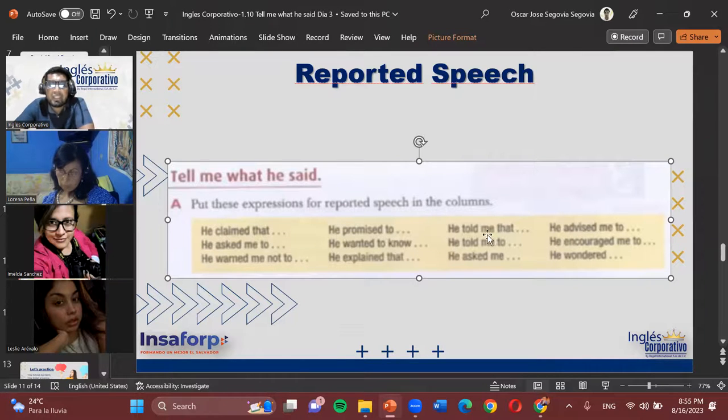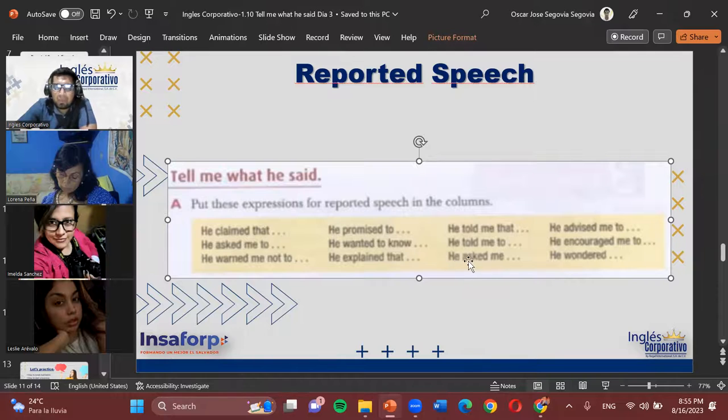Then we have he told me that. He told me that, so right, very easy. Then he told me to. This one is when you get an order. He told me that is when you get a comment, when somebody tells you something. Now, he told me to is when you get an order, when you get instructions to do something. So he told me to.